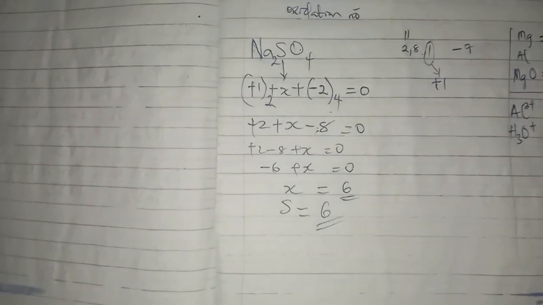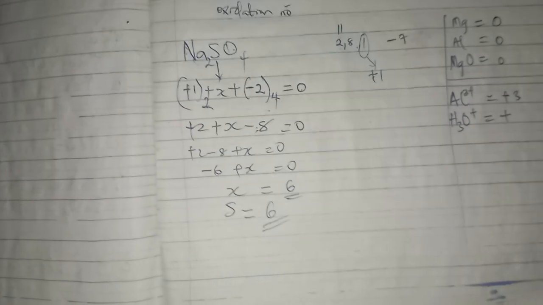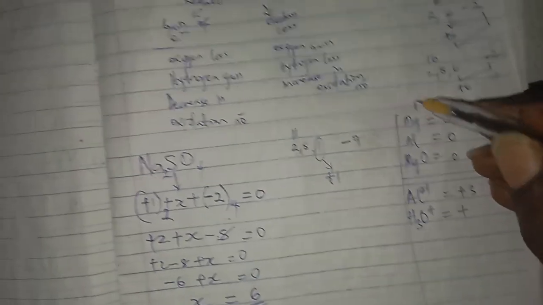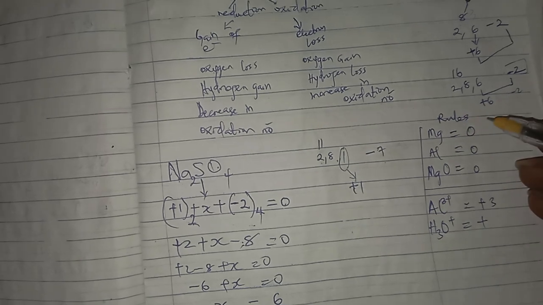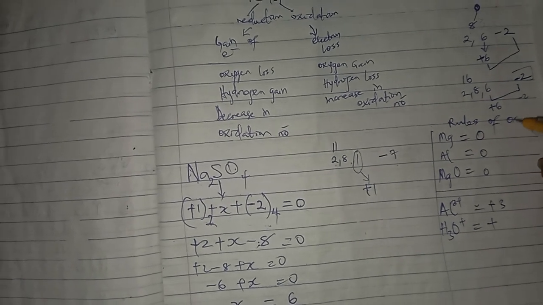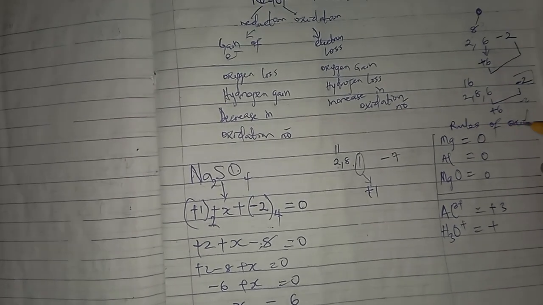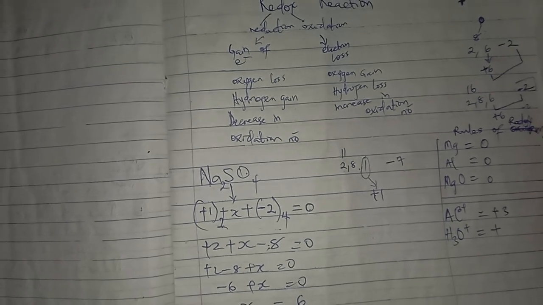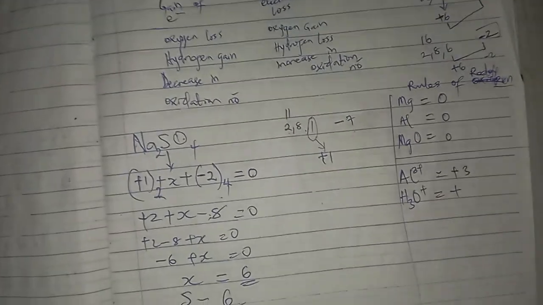So that is the same principle. I can give you examples for you to solve for me. Let me find the question. So remember I said these are what we call rules of oxidation or rules of redox reaction. Major rules. There are so many of them.